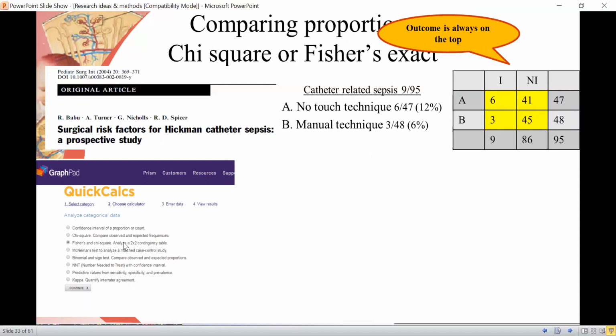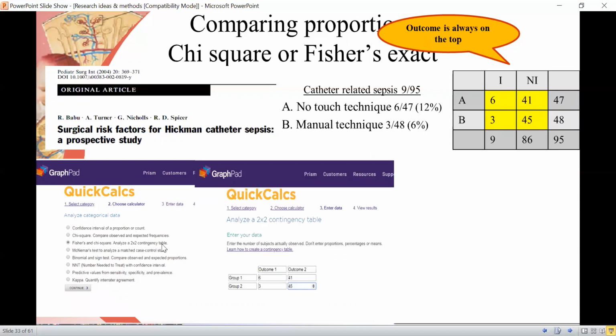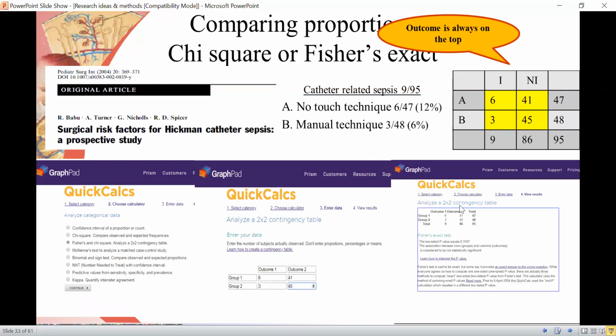So this is analyzing a 2 by 2 contingency table, and then we enter these numbers that I've shown, 6 and 41, 3 and 45, and then it calculates itself the total numbers. You just check whether the total is correct. So 47 and 48, here 47 and 48, and then it tells you the p-value. The p-value is 0.3. That means there is no significant difference.